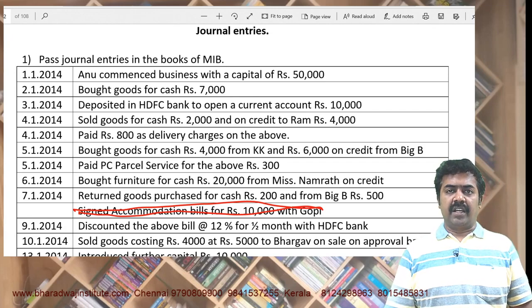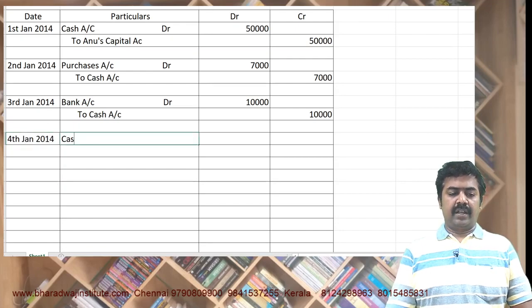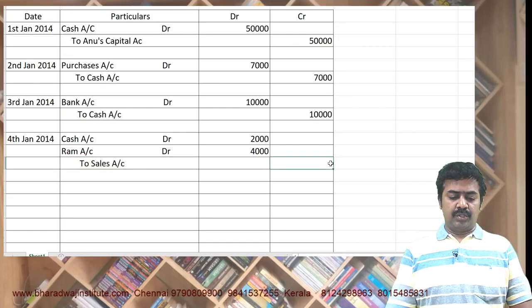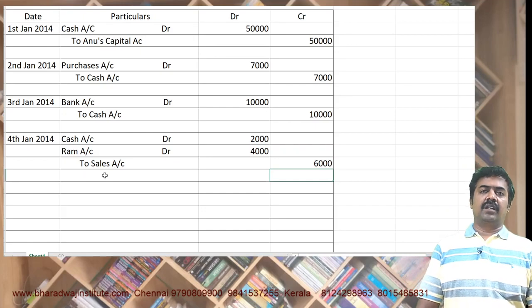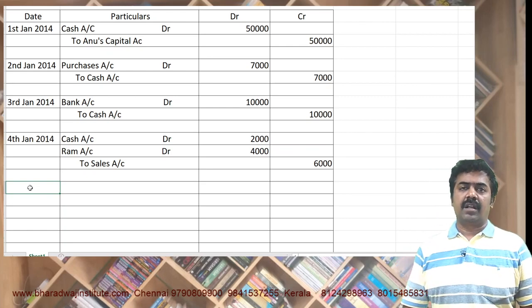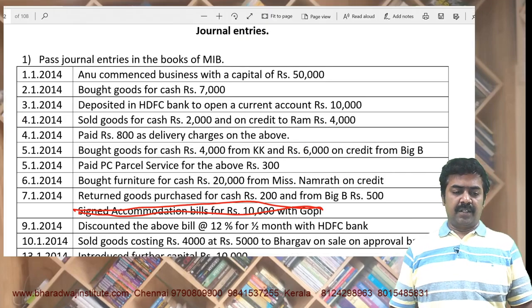So debit what comes in, cash account debit. Ram is not paying cash, so debit the receiver. You can pass a combined entry. Cash account debit, how much it comes? 2,000. Ram account debit, debit the receiver, 6,000. You can pass a separate entry also for sales. Credit all incomes and gains, to sales account 6,000. Cash account debit, Ram account debit, to sales account 6,000. This is on 4th January. Cash account debit because debit what comes in. Ram account debit because debit the receiver. He has not paid cash, to sales account 6,000.